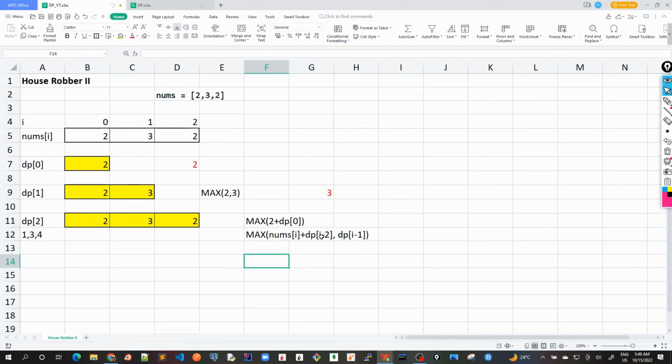So here, if I just inject this formula, it would be max of 2 plus DP of I minus 2, which is DP of 0, and we've calculated DP of 0 is 2. So it would be 2 plus 2, or DP of I minus 1, which is DP of 1, which is 3 here. So it would be 3, right? So here, the max is 4. So it would be giving me the answer of 4.